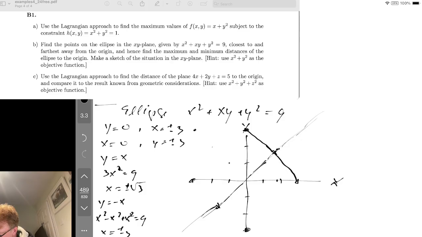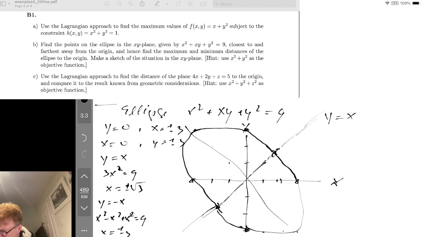1, 2, 3. 1, 2, 3. And x is minus 3 gives us y is plus 3. So that's right. And then it goes through here. Oh, a bad ellipse. Why does it look so weird? Anyway, it's a bad ellipse. So at y is plus x you have the minimum, and at y is minus x I expect the maximum.